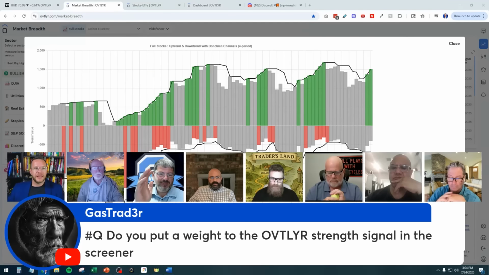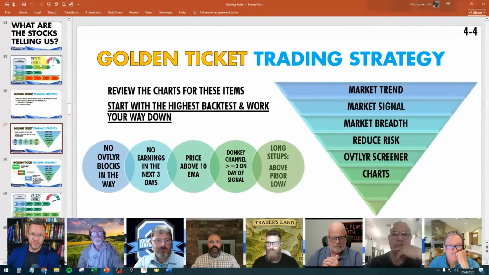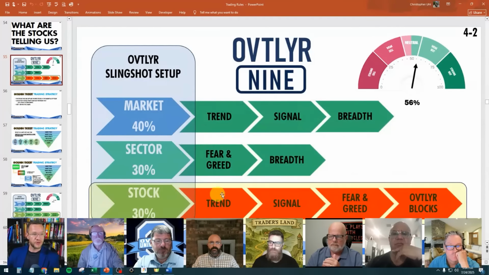Do you put weight in the outlier strength signal in the screener? I'm not sure what you mean by that. But I will tell you, there have been people who have asked many times, what is the most important and what is the least important of all of these? In my opinion, the absolute most important, I would not ever dare go against this in the OVTLYR 9, is the market trend.